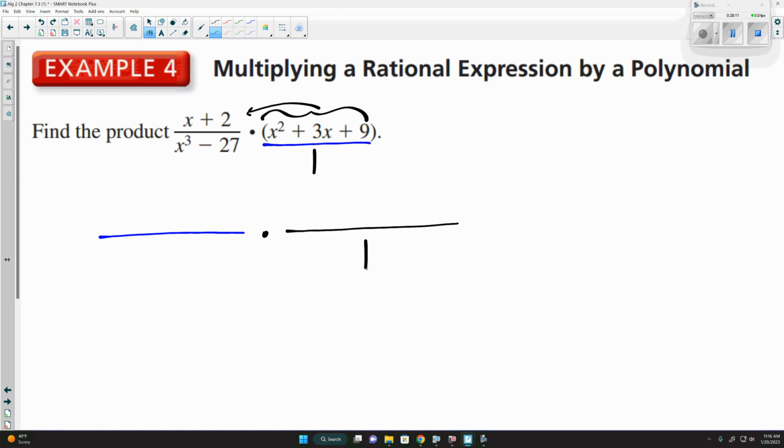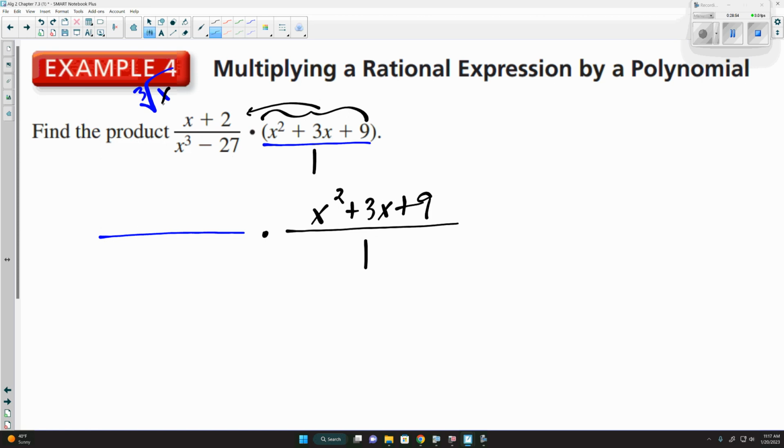Now, looking at our first rational expression, we have x plus 2 over x cubed minus 27, yes? X cubed is a perfect cube. Is 27 a perfect cube? 3 times 3 is 9 times 3 is 27, yes? So we're going to have a linear term and a quadratic. I'm going to leave x squared plus 3x plus 9 alone for now, because there's a good chance it doesn't factor to begin with, and it might be the other part of the difference of perfect cubes. So, guys, let's leave those alone.